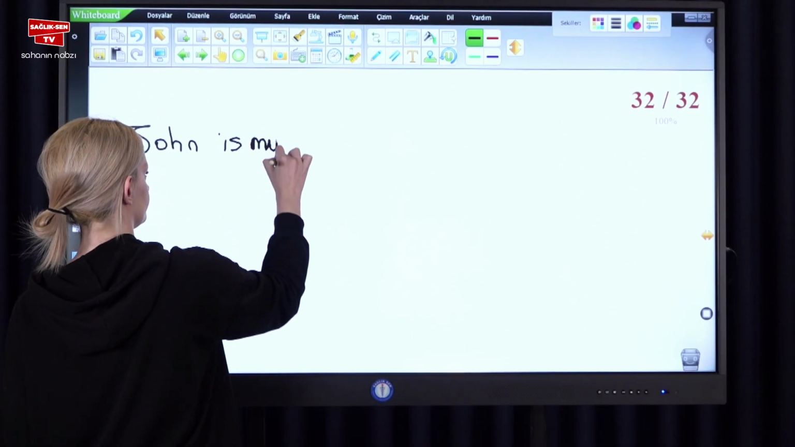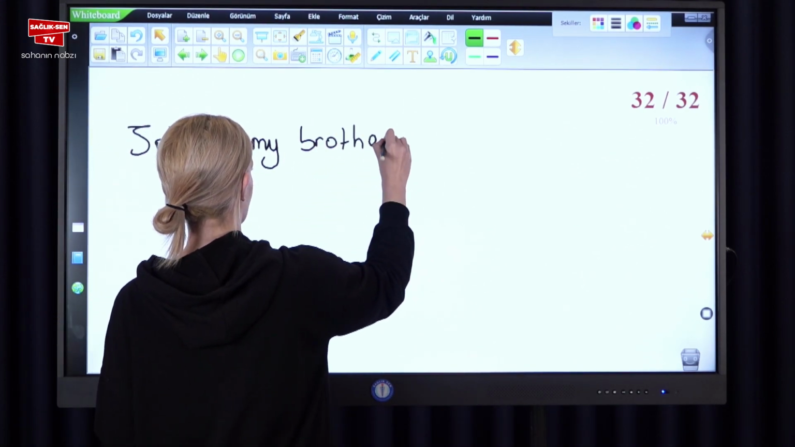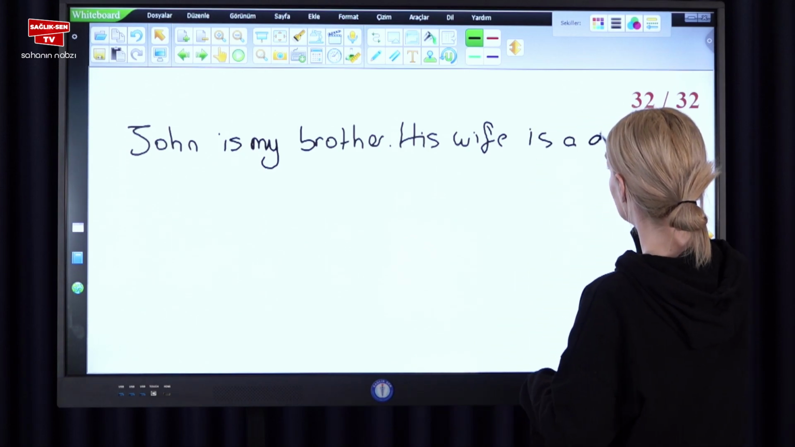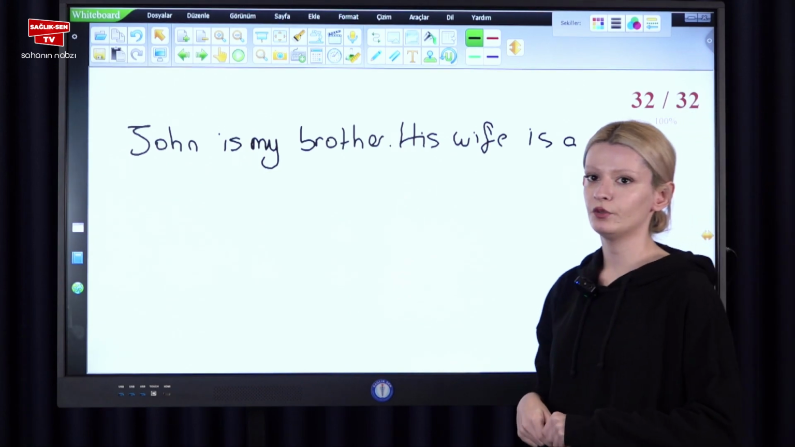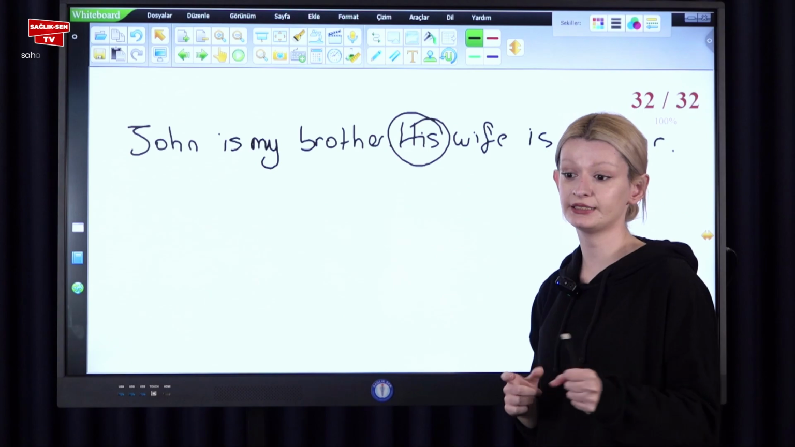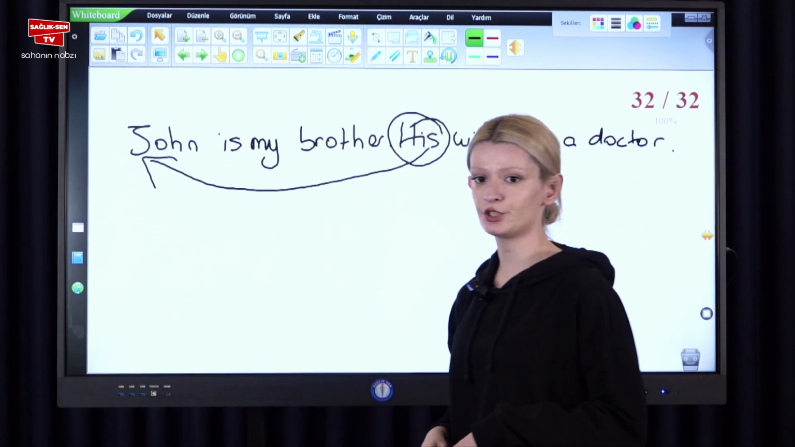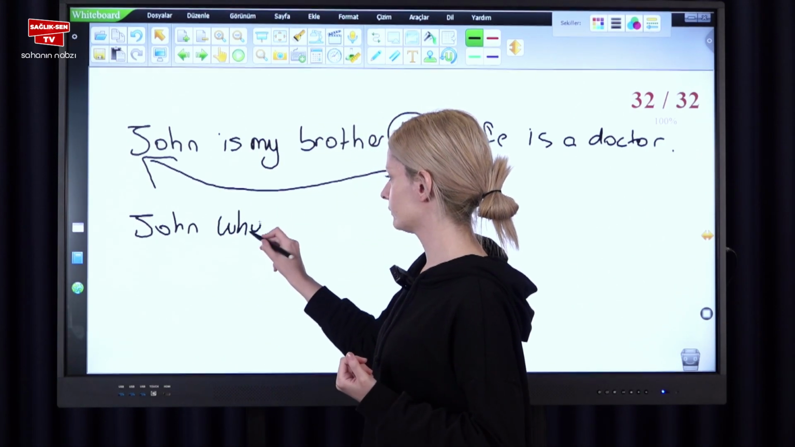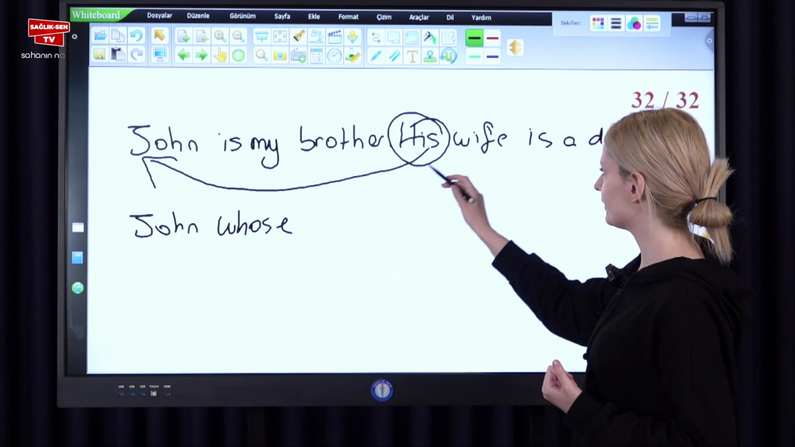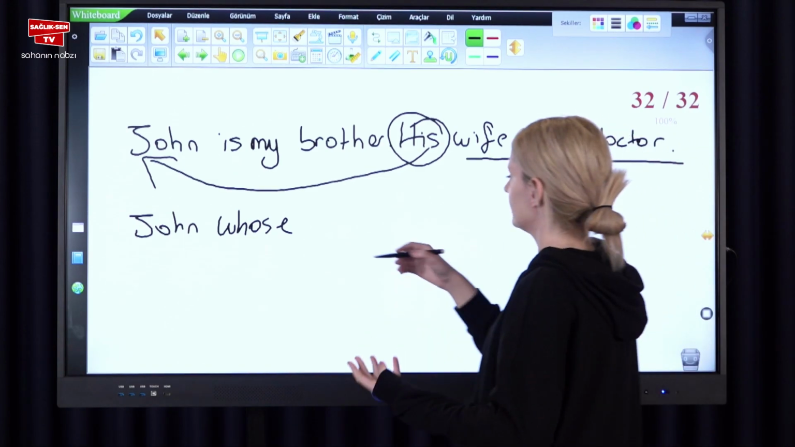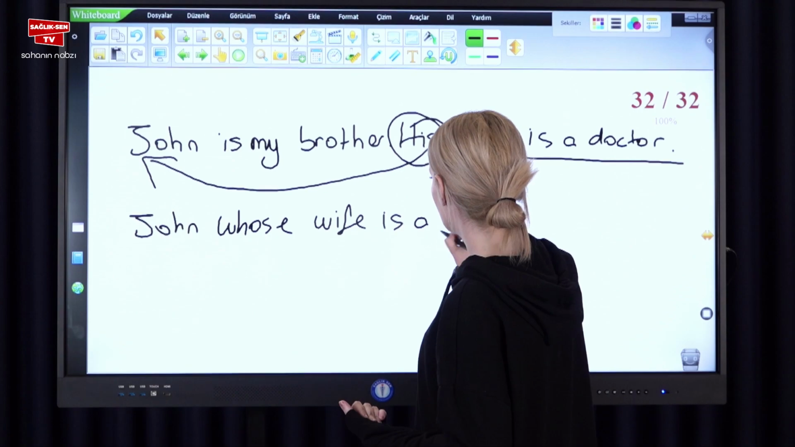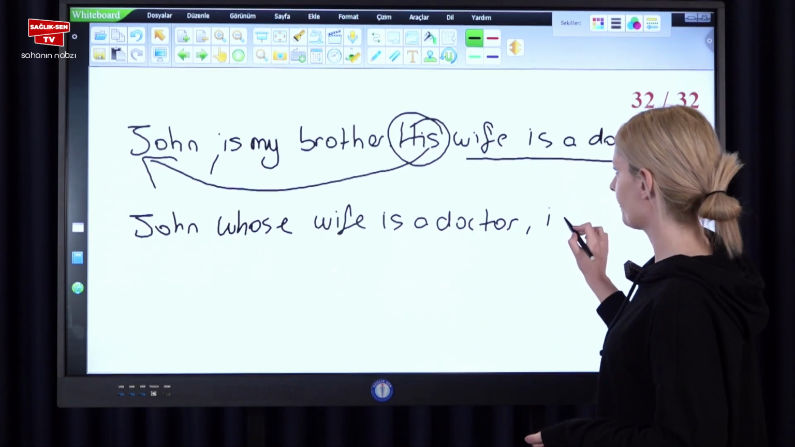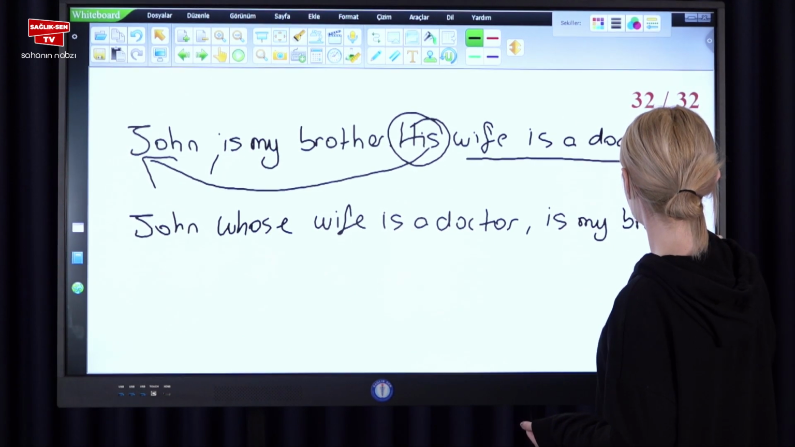John is my brother. His wife is a doctor. You can see one of these sentences again has a possessive adjective which refers to the subject of the sentence. And I will do the same thing. I will again use whose. As we have said, I am going to continue with the sentence that has the possessing meaning, whose wife is a doctor. Then I go back right to where I left. Like this.